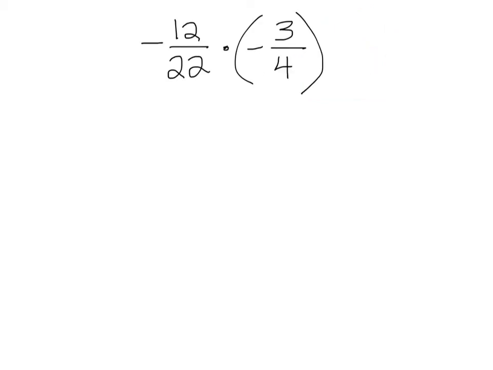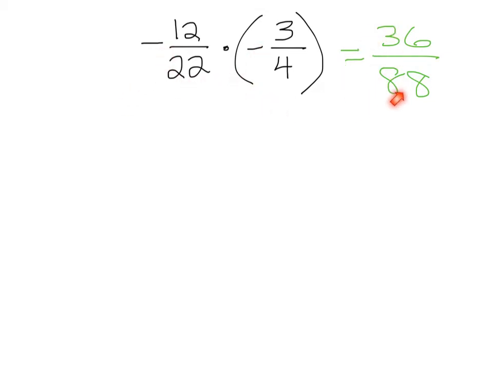For this one, we have two negatives, so we know if we multiply or divide where the signs are the same, the answer is positive, so our answer is going to stay positive. Now, we could multiply across, and you could get 12 times 3 equaling 36, and then 22 times 4, 88. And since both fractions are originally negative, our answer is positive.